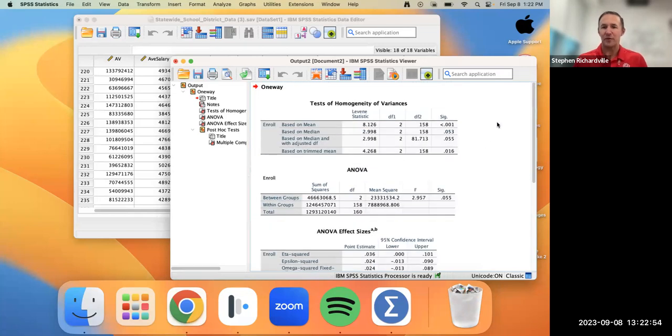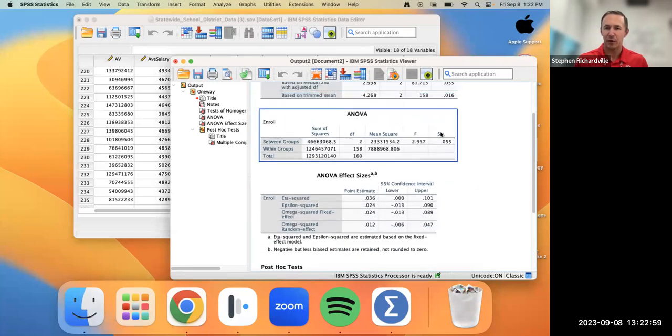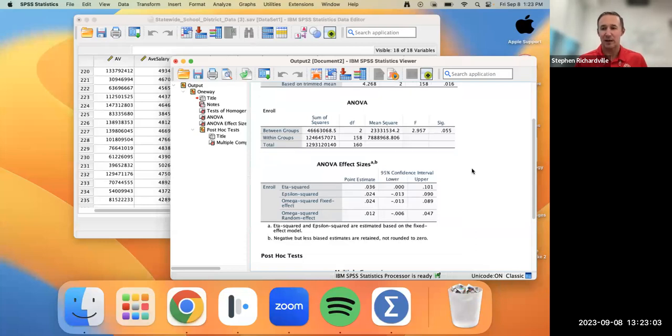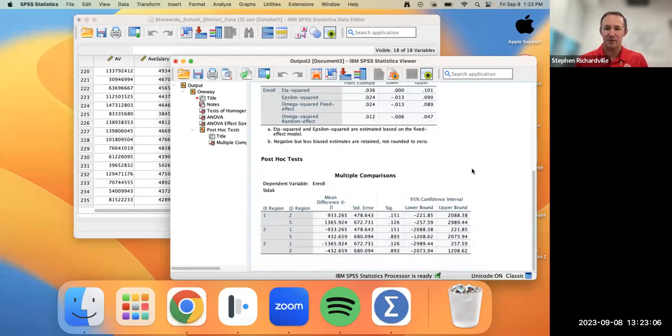To reject the null hypothesis, ideally this number would be bigger than 0.05, and the significance number here in the ANOVA would be smaller than 0.05, but it is indeed bigger. So in this case, we'd actually accept the null hypothesis that there is no difference.